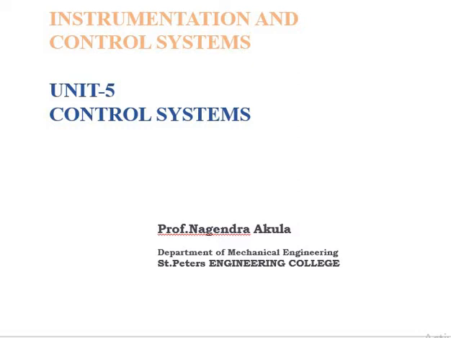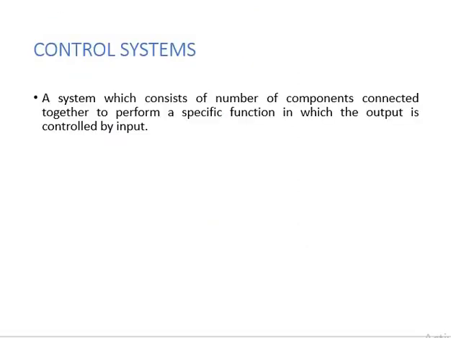Now we will discuss what a control system is. A control system is where we are controlling speed, pressure, velocity, or temperature. Many specific elements are there, and we control the output of a specific function by the input.